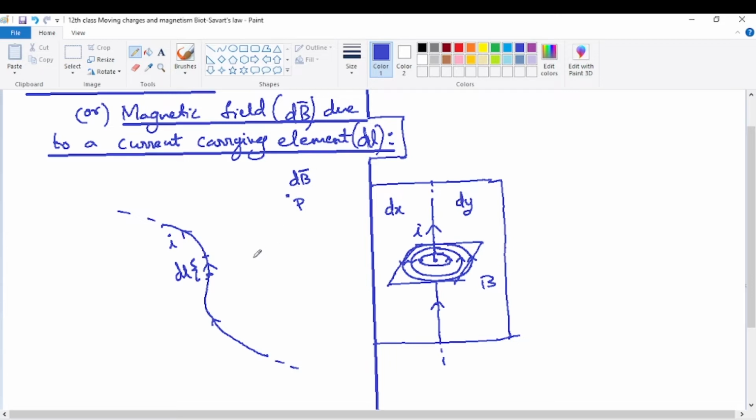Now consider a straight line joining the point P to the center of the element. I'll just draw a straight line.